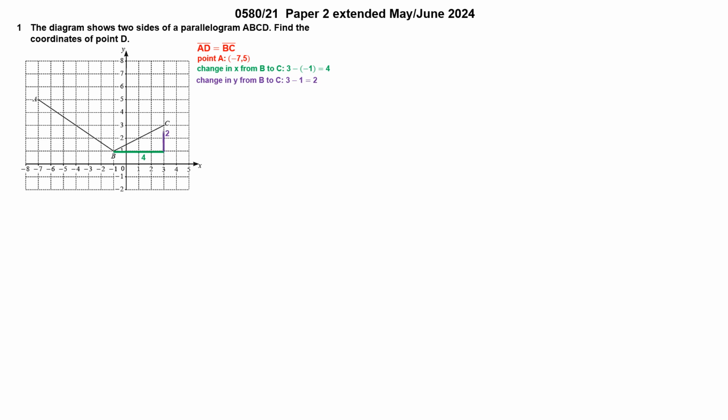Next, you apply these changes to point A. You add the change in the x-coordinate and the change in the y-coordinate to the coordinates of point A, which are -7 and 5. This gives you the new coordinates for point D. X-coordinate: -7 plus 4. Y-coordinate: 5 plus 2. Therefore, the coordinates of point D are -3 and 7.